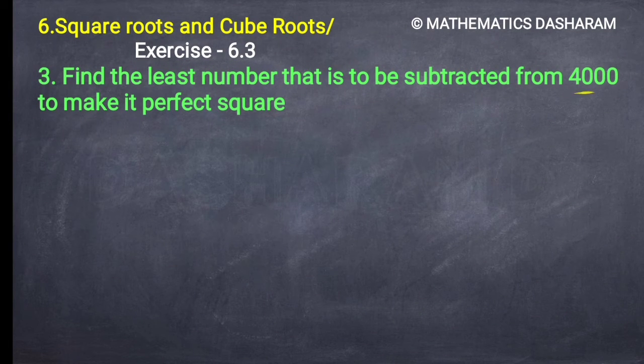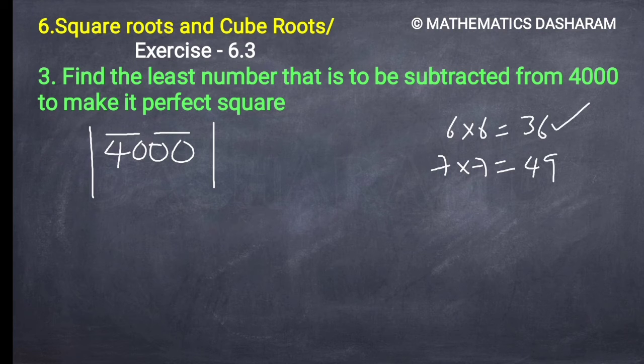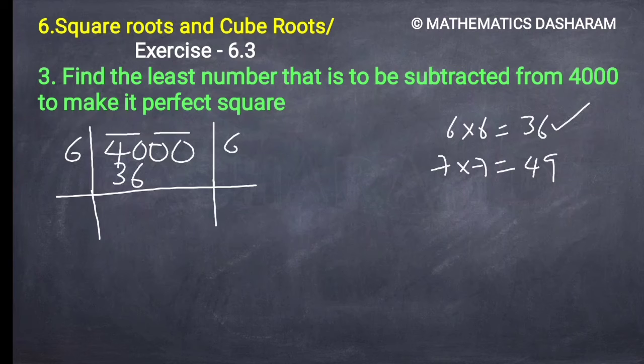Here the given number is 4000. From the unit place we can create one pair, here a second pair. 6 into 6 is 36, 7 into 7 is 49, so 36 is suitable. 6 into 6 is 36, so the remainder is 4. Bring down the next pair, that means 2 zeros, so total 400, and do twice the quotient.